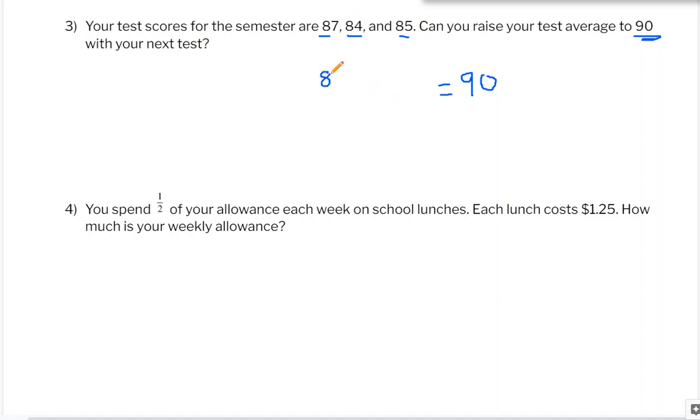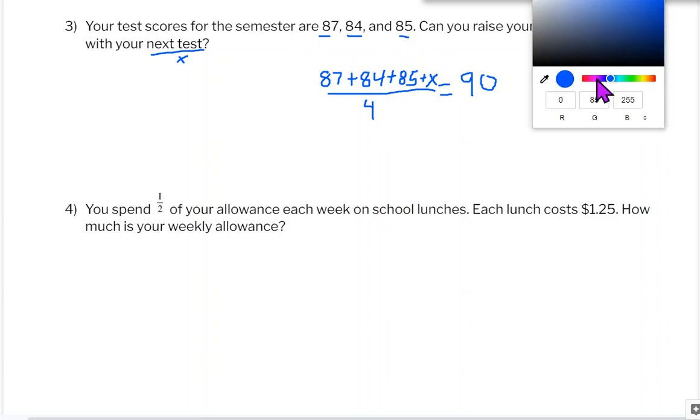So this would be 87 plus 84 plus 85, because those are the 3 tests that we've had so far, right? And then it would be plus x, because I don't know my next test. My next test hasn't happened yet. That's an unknown value, right? And then for it to equal 90, to find an average, we have 1, 2, 3, 4 things we're adding here, right? So we're going to have to divide it by 4.